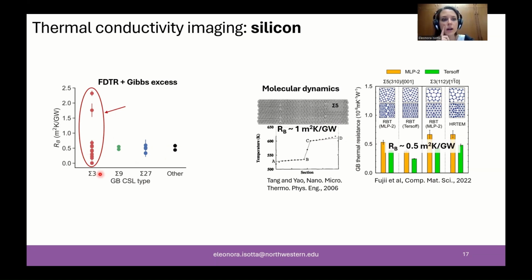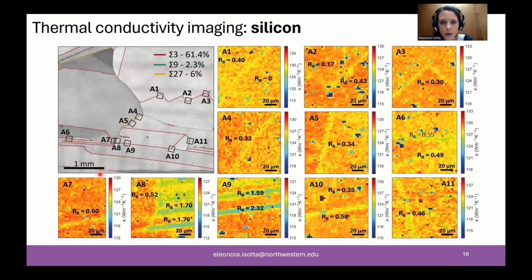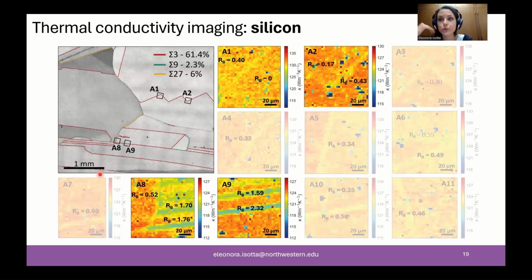And this is important because sigma-3 boundaries all have the same misorientation angle. So this thing is happening with the same misorientation angle. So we decided to take a closer look at the boundary showing the lowest and the boundary showing the highest resistance to try and understand why we are observing this.